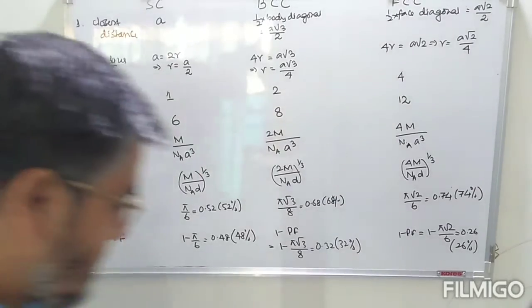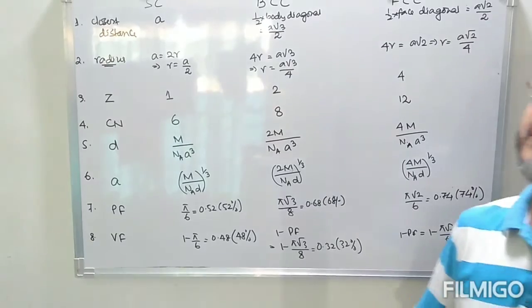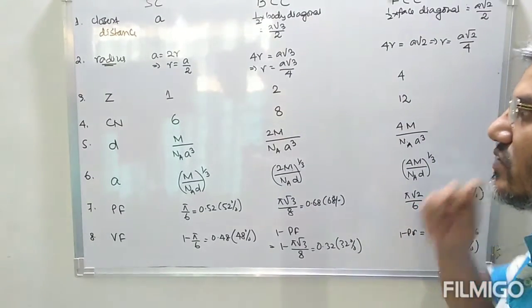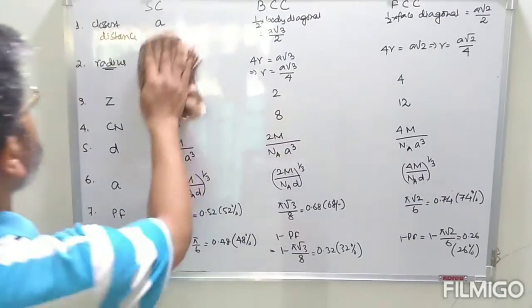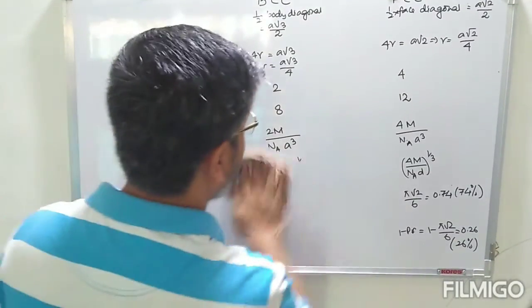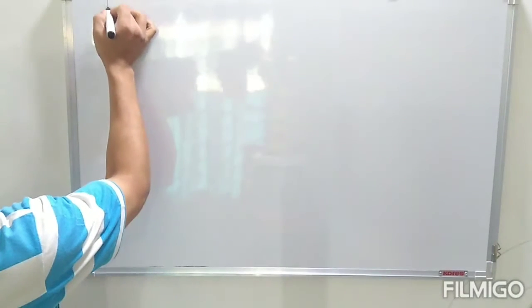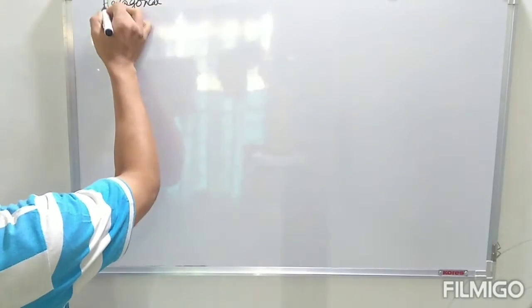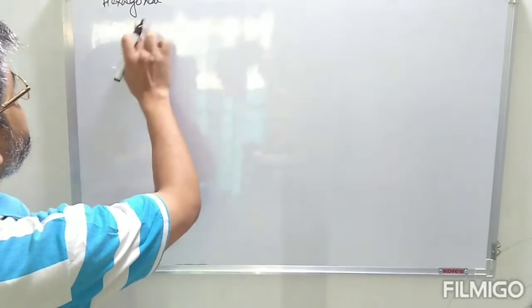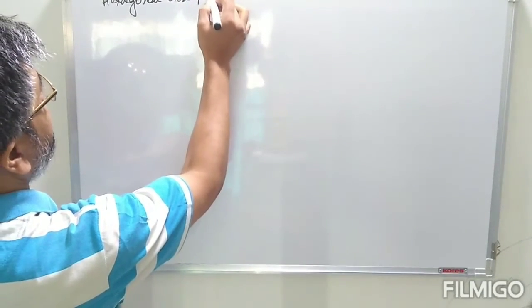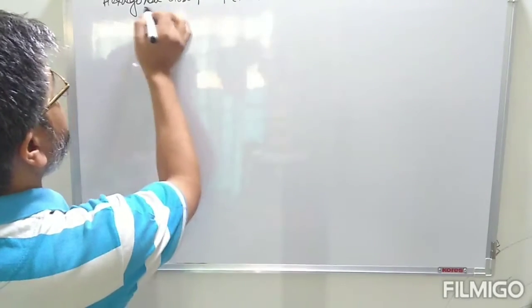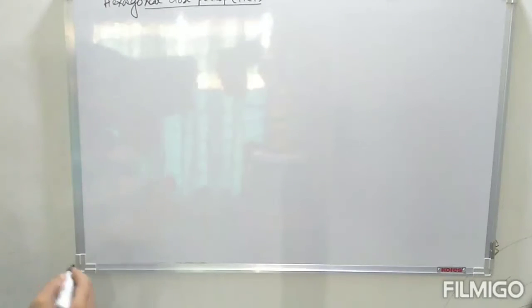Now after this, we'll take up the hexagonal unit cell. So let's go for this hexagonal unit cell: hexagonal close packing, HCP. Now let's define this hexagonal close packing: how atoms are arranged, what the coordination number is, what the effective number of atoms is, and the packing efficiency.